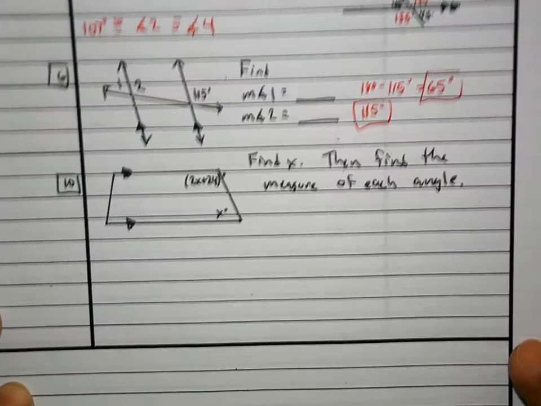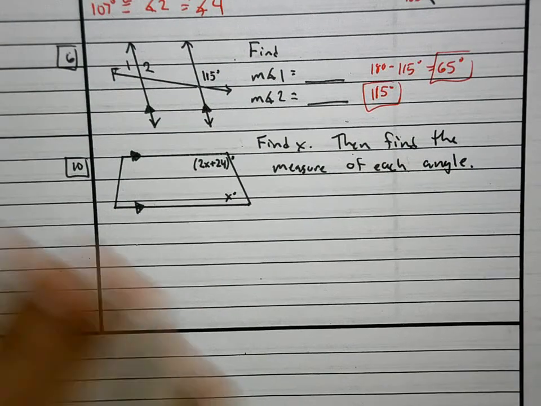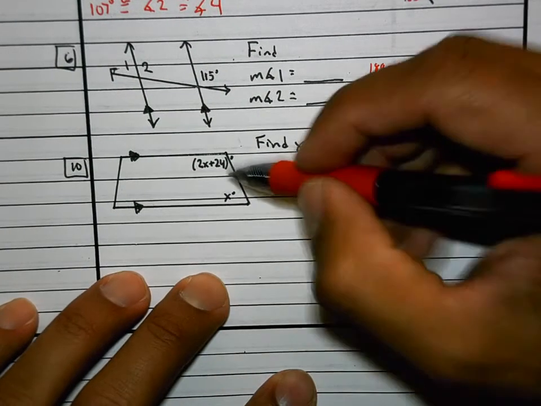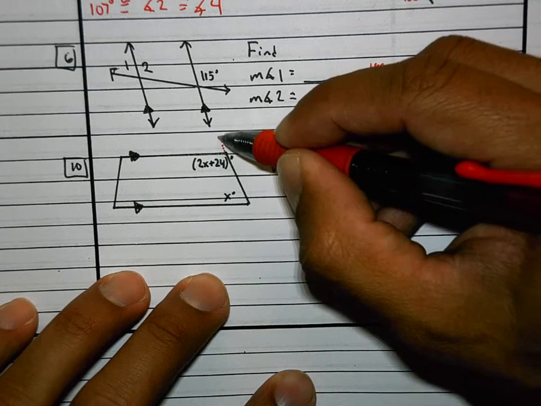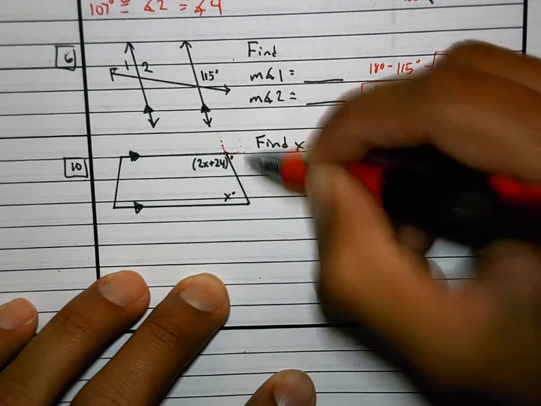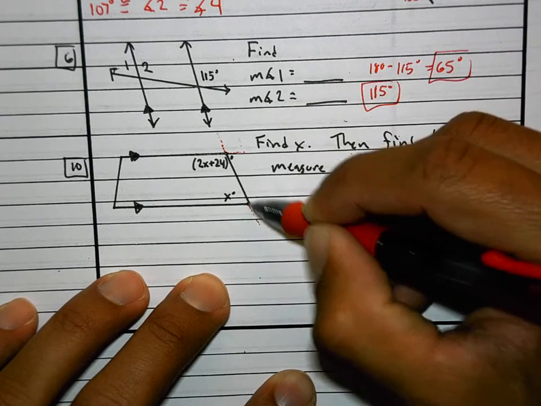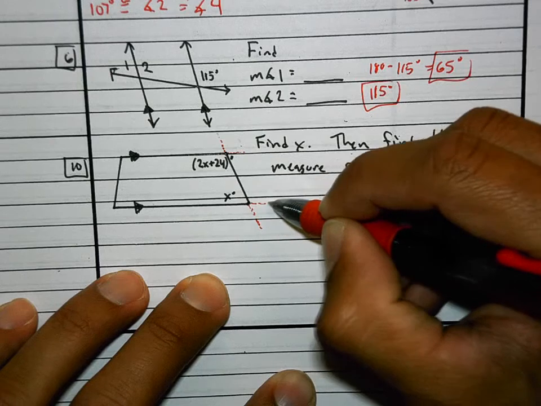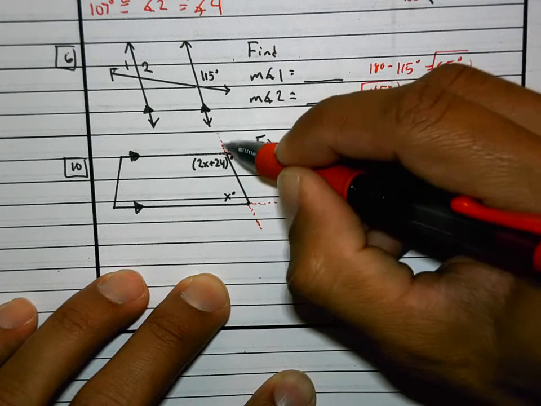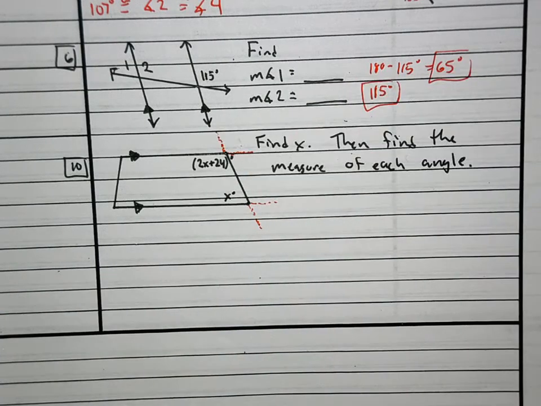So if you need to, you can extend this line a little bit, or extend that line, or extend this line. I'm going to put little dotted red lines here, because that's what we learned how to do.